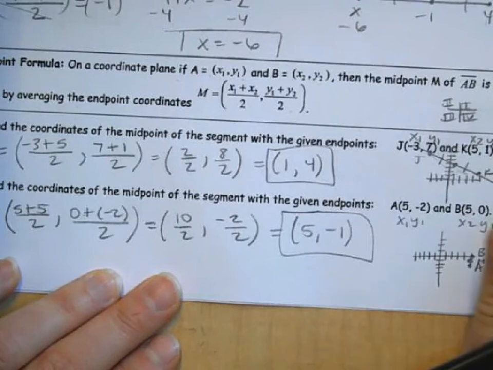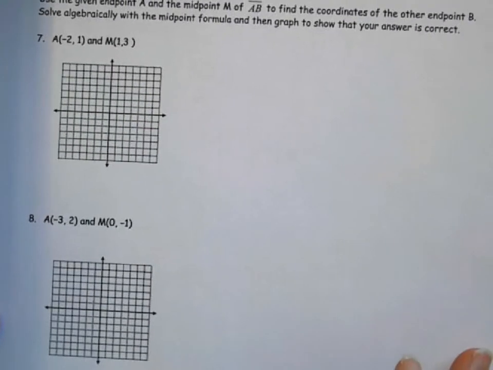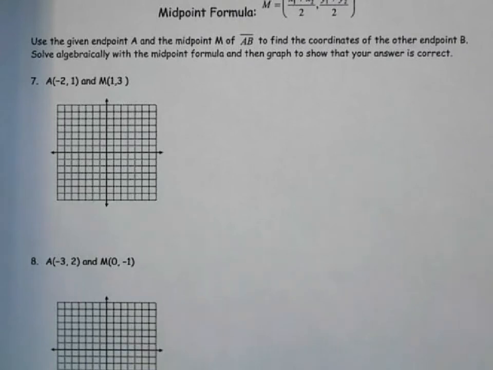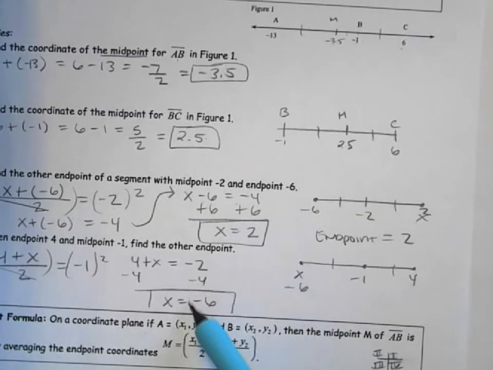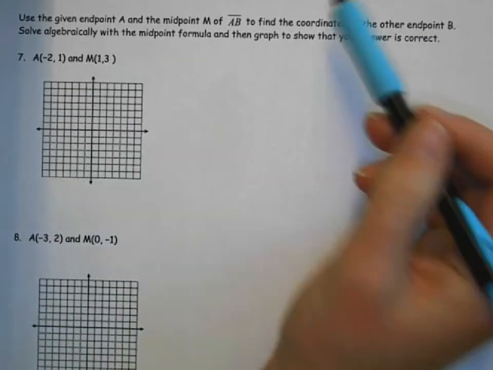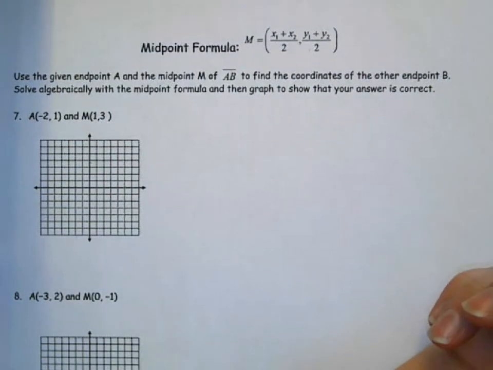Okay, so now I'm actually going to show you guys an actual graph here. I'm only going to do one of them so that you guys can practice the other one in class with us. So use the given endpoint A and the midpoint M of the segment AB to find the coordinates of the other endpoint. On the previous ones, we were figuring out the midpoints with our formula. This time, we're going to find the endpoint. So we need to solve algebraically with the midpoint formula. I provided the midpoint formula for you guys here. And then we're going to graph to show that our answer was actually correct.